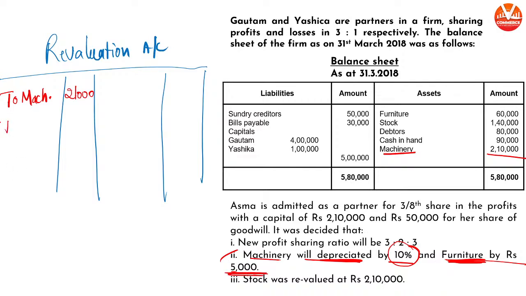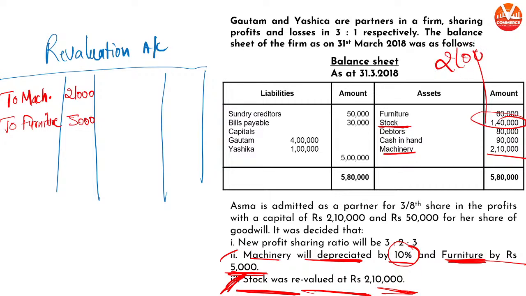So it is also a loss. So record on the debit side to furniture, it will be 5,000. Then the third point, stock was revalued at 2,10,000. Earlier, the book value of stock was 1,40,000. पहले कितने का stock था? 1,40,000 का. And now it will be of 2,10,000.